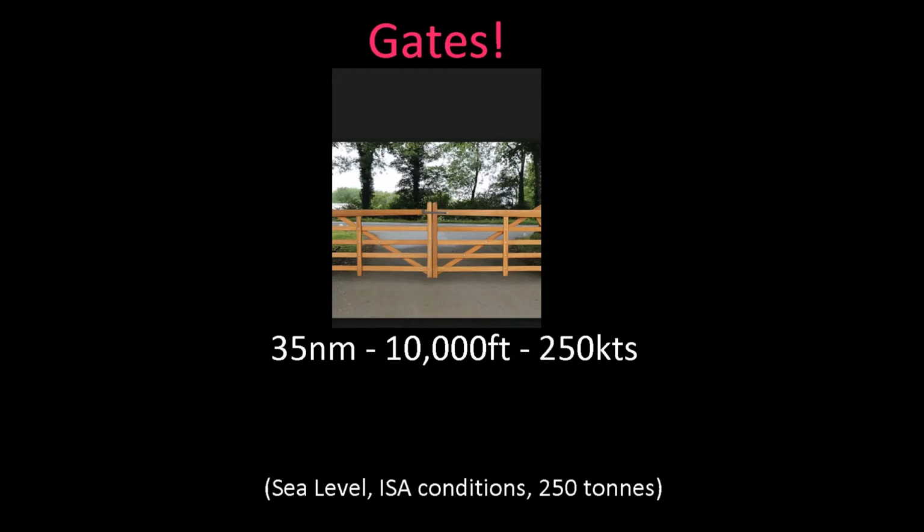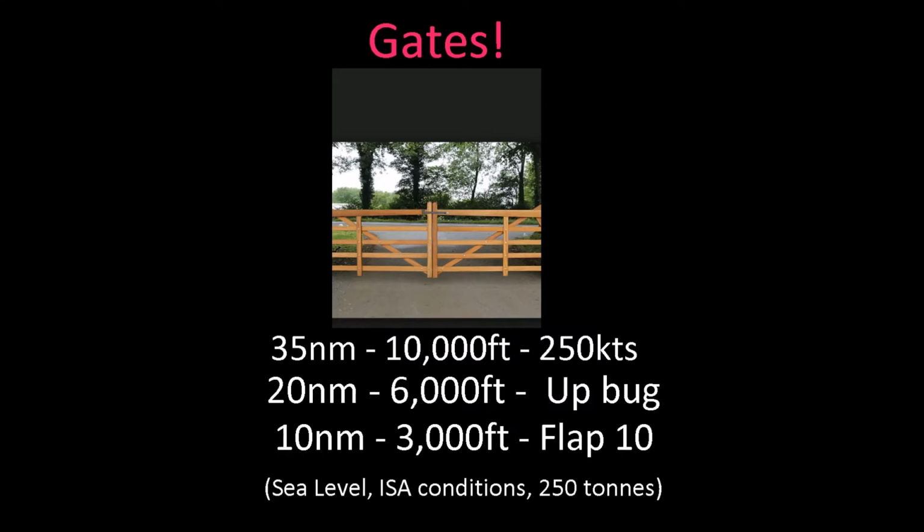When you get a bit closer to the airfield, try this one: 20 miles from the airfield at 6,000 feet, just coming back to the up bug. You don't have to be on the glide slope at this point. However, when you get to about 10 miles, you really need to be thinking about being on a 3-degree path with the flaps getting down to about 10. So those 3 gates are really quite useful.